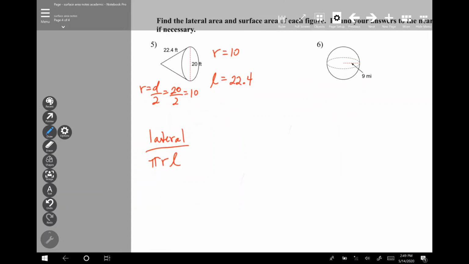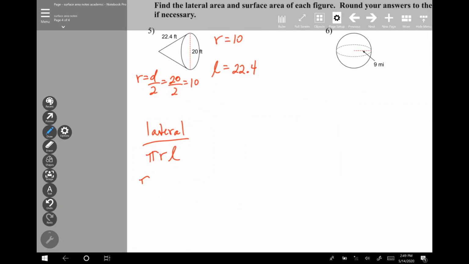So let's plug in. Lateral, pi times our radius of 10 times our slant height of 22.4. So just plug that in the calculator. Pi times 10 times 22.4, and we get 703.71, so it's just 703.7. That would be feet squared.